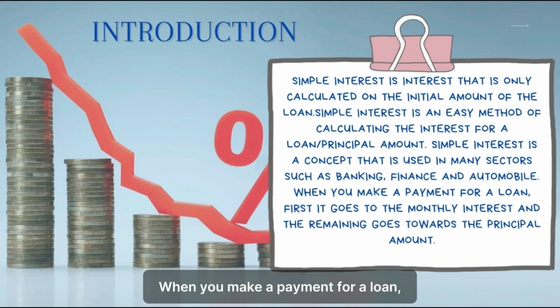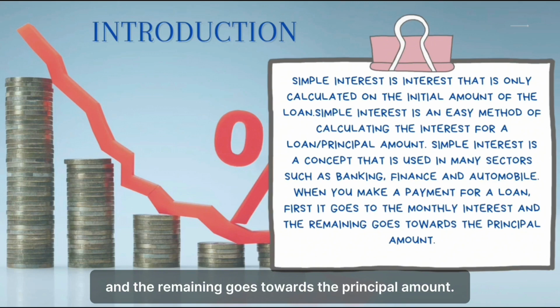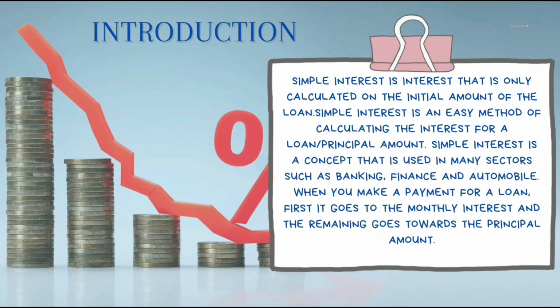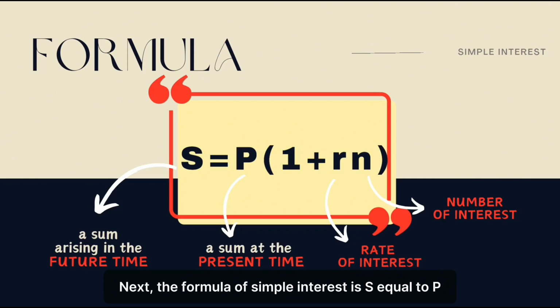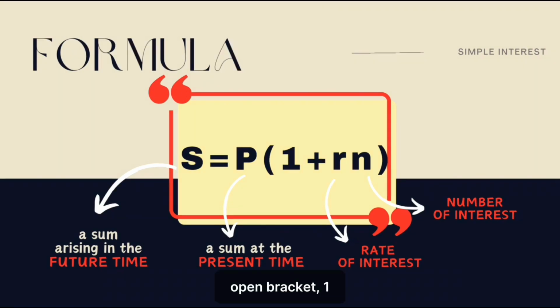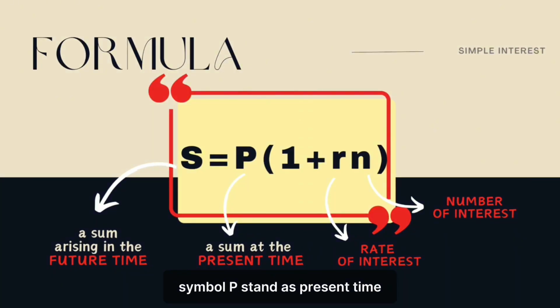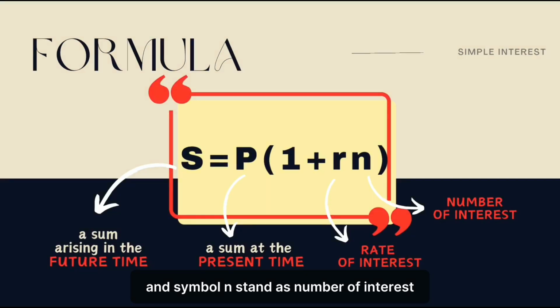When you make a payment for a loan, first it goes to the monthly interest and the remaining goes towards the principal amount. Next, the formula of simple interest is S equal to P(1 + RN). Symbol S stands for future value, symbol P stands for present value, symbol R stands for rate of interest, and symbol N stands for number of interest periods.